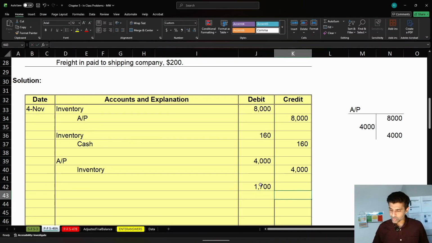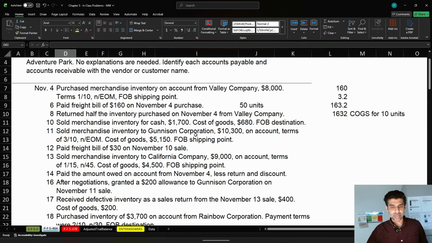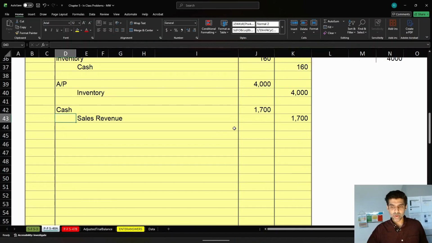This is how much our customer is paying us. So we're going to have some sales revenue. And in this case, they're paying us cash. That's what it said right here. Inventory for cash. Cost of goods sold is 680. So this is the first journal entry.